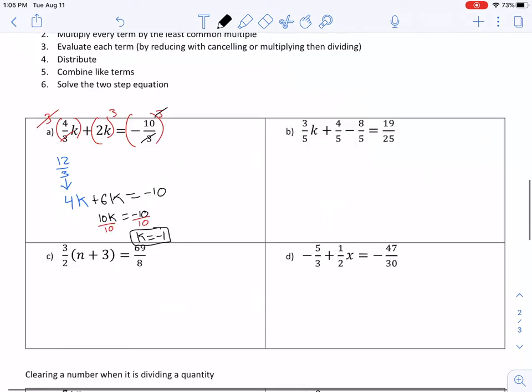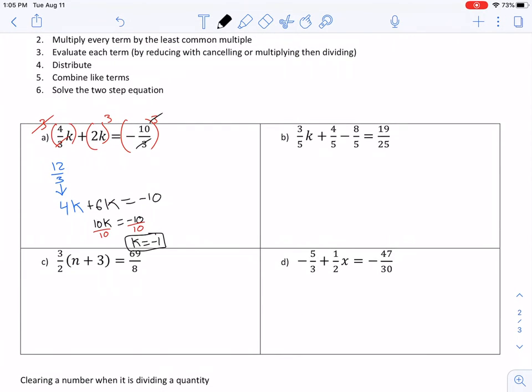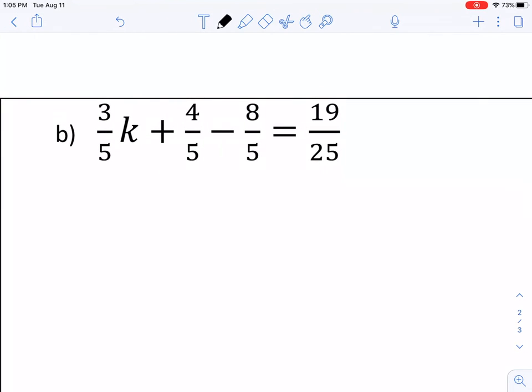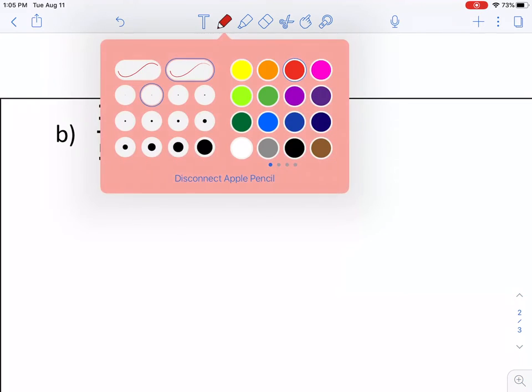All right, again, probably not going to go through all of these examples, but I'll show you. Here's example B, and there's a lot of fractions going on. So I'm going to look at each one of these. I have 5, 5, 5, and 25. So 25 is the least common multiple.